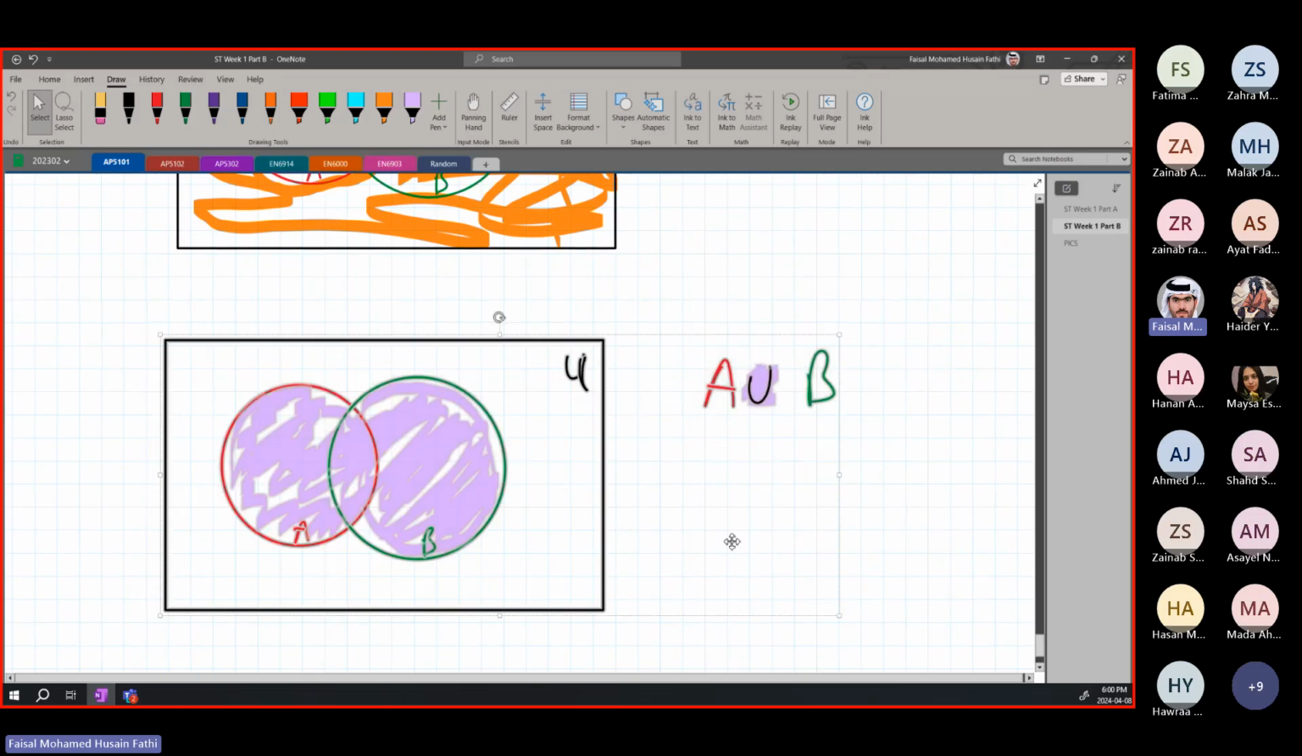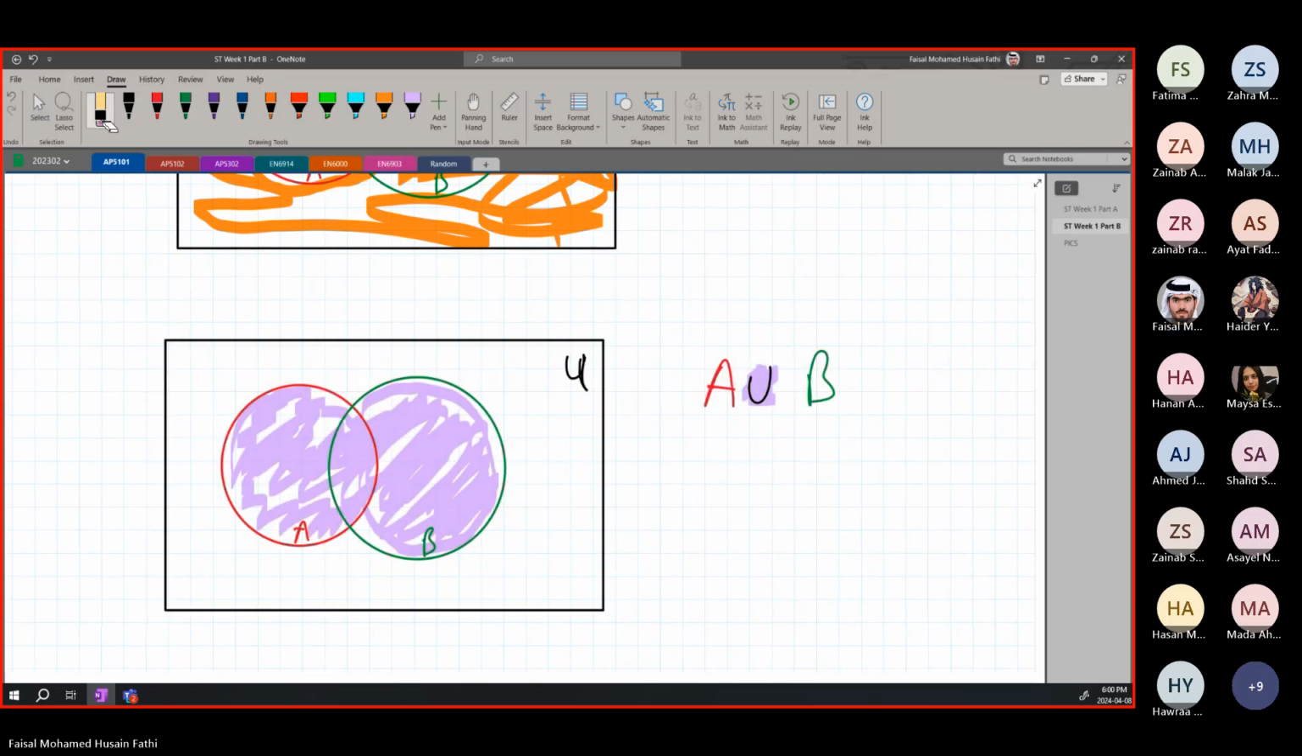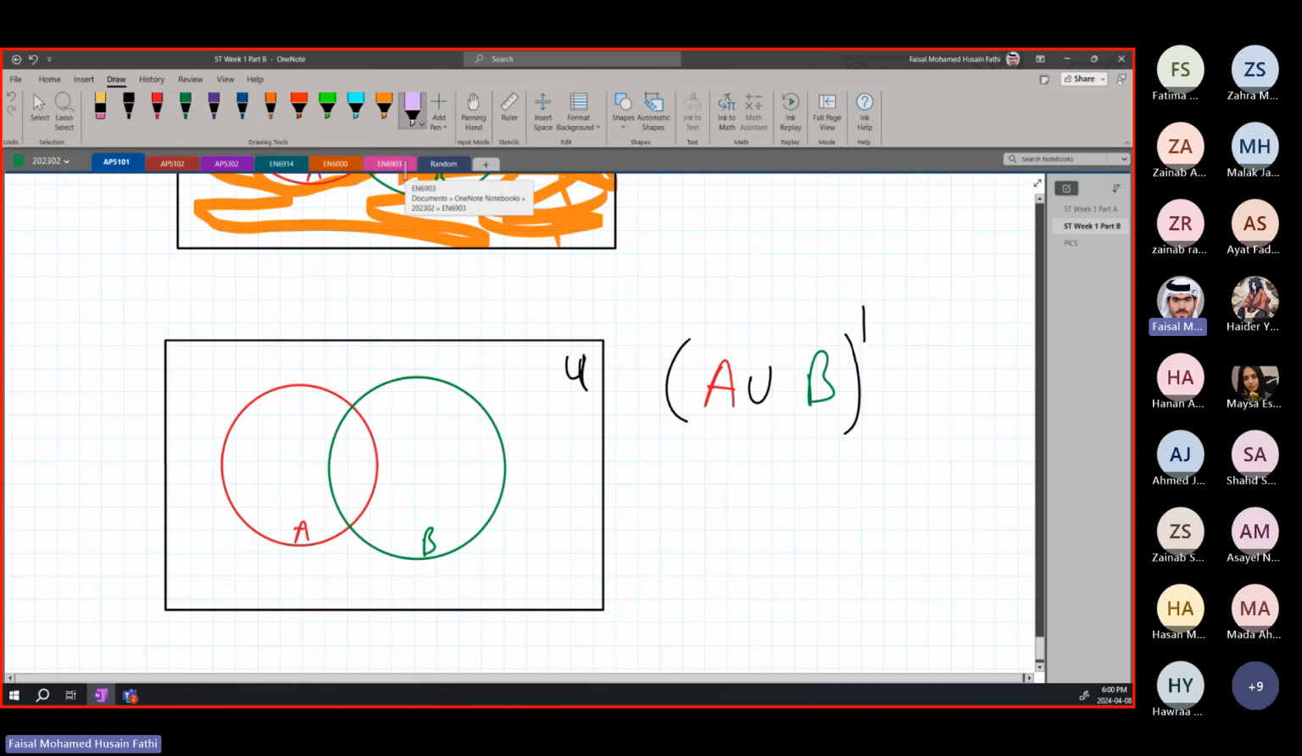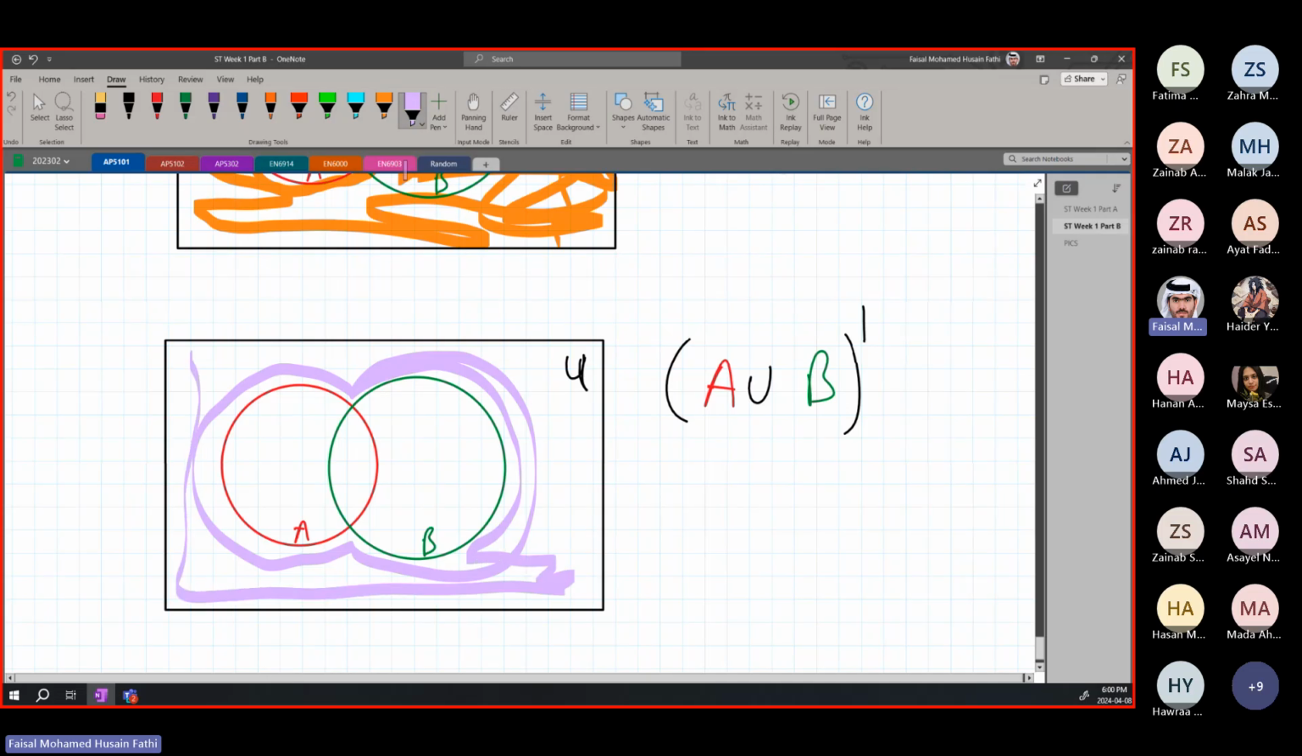So let's take another example. Let's say we know A union B is this purple part, but let's say we want the total complement of A union B. So instead of the purple shaded area inside, it is going to be the purple shaded area outside. So it's going to be this shaded area over here, this entire part outside here, this whole shaded area. This is the complement of A union B, for example.